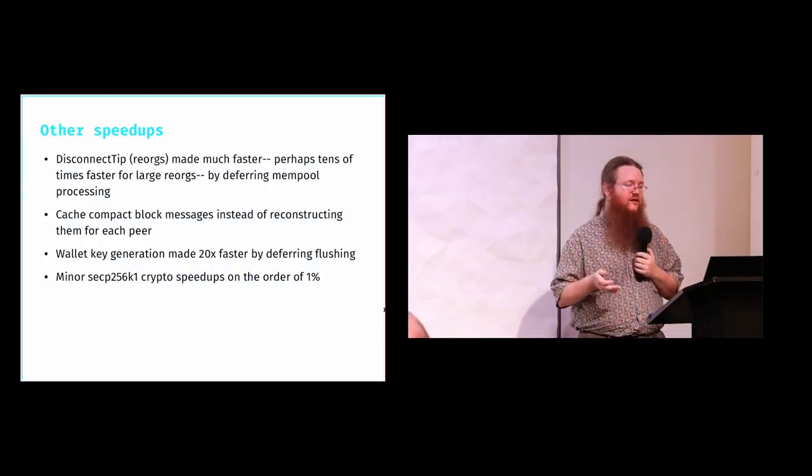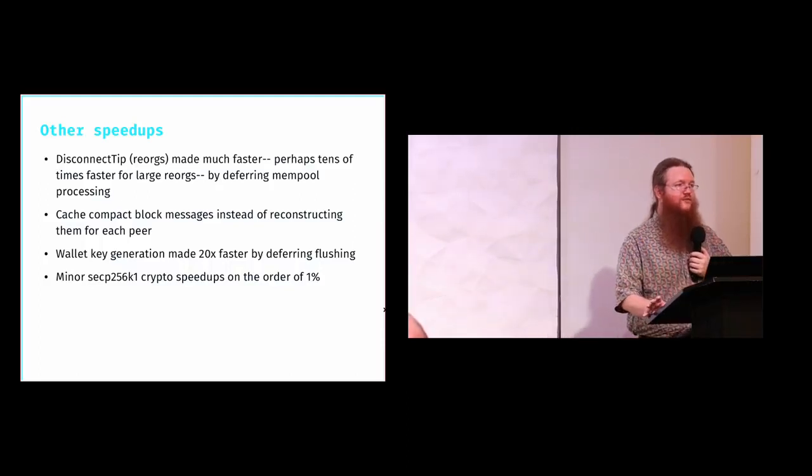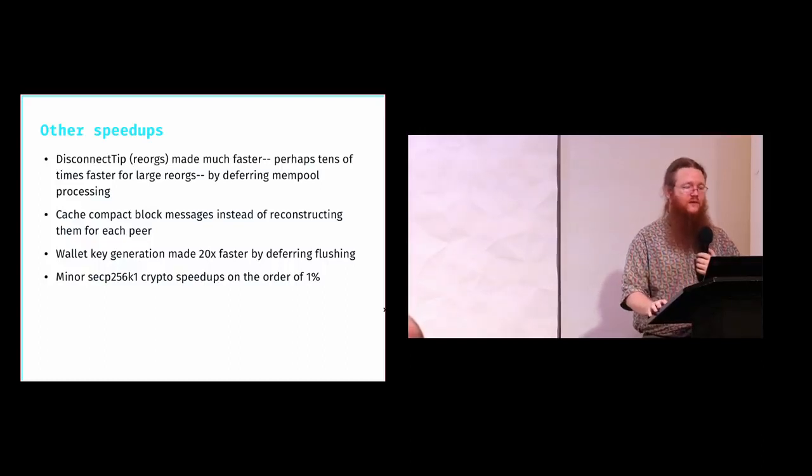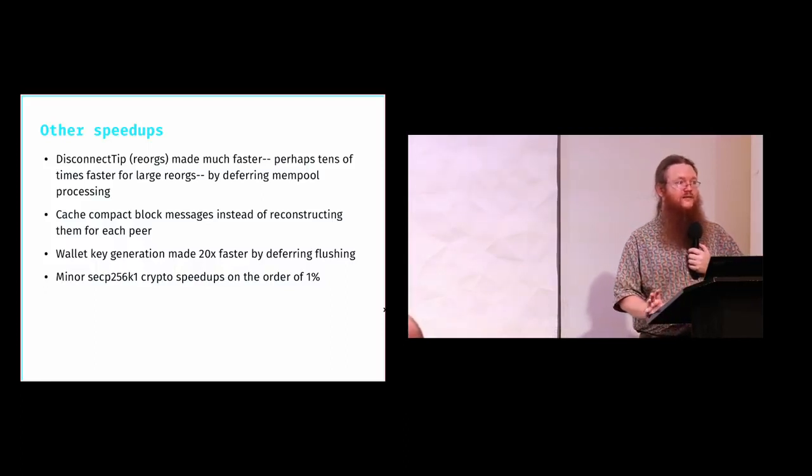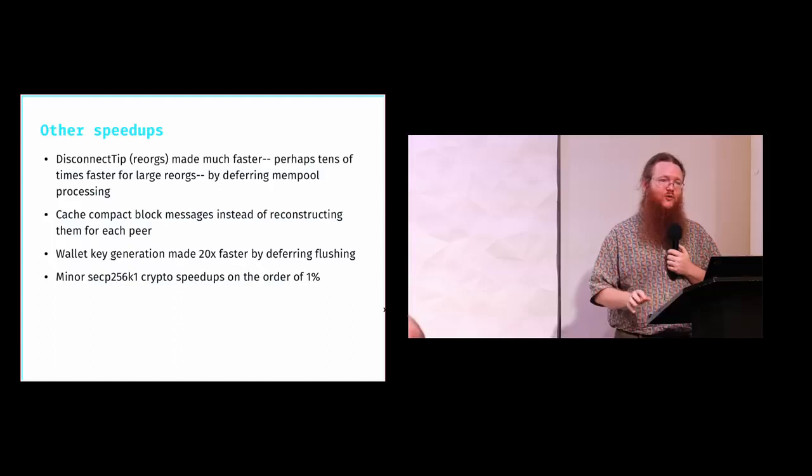The key generation in the wallet was made on the order of 20 times faster by not flushing the database between every key that it inserted. And there were some minor libsecp crypto speedups in the order of 1%. 1% is worth mentioning there because speedups in the underlying crypto are very hard won. Well, 1% speedup is like weeks of work.